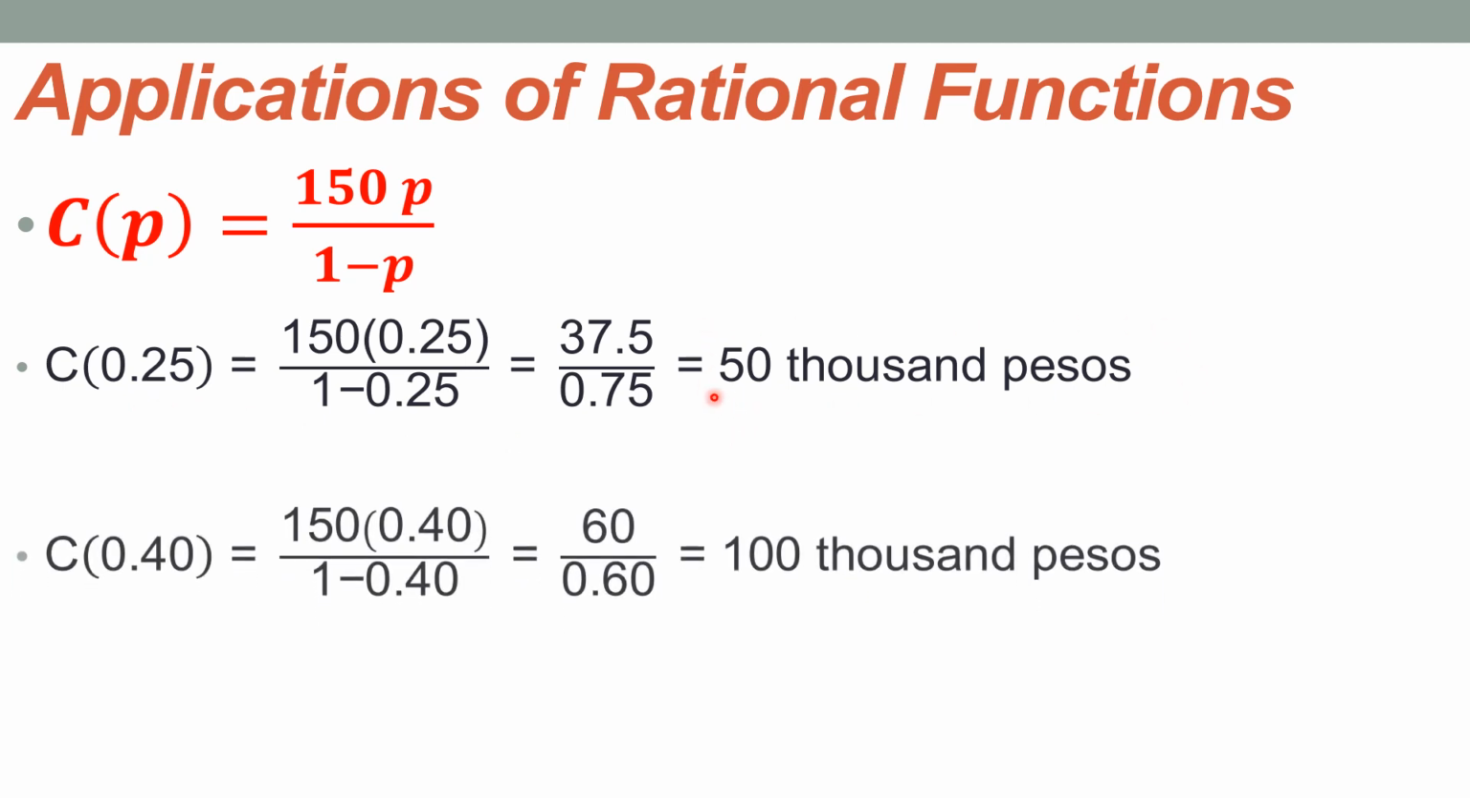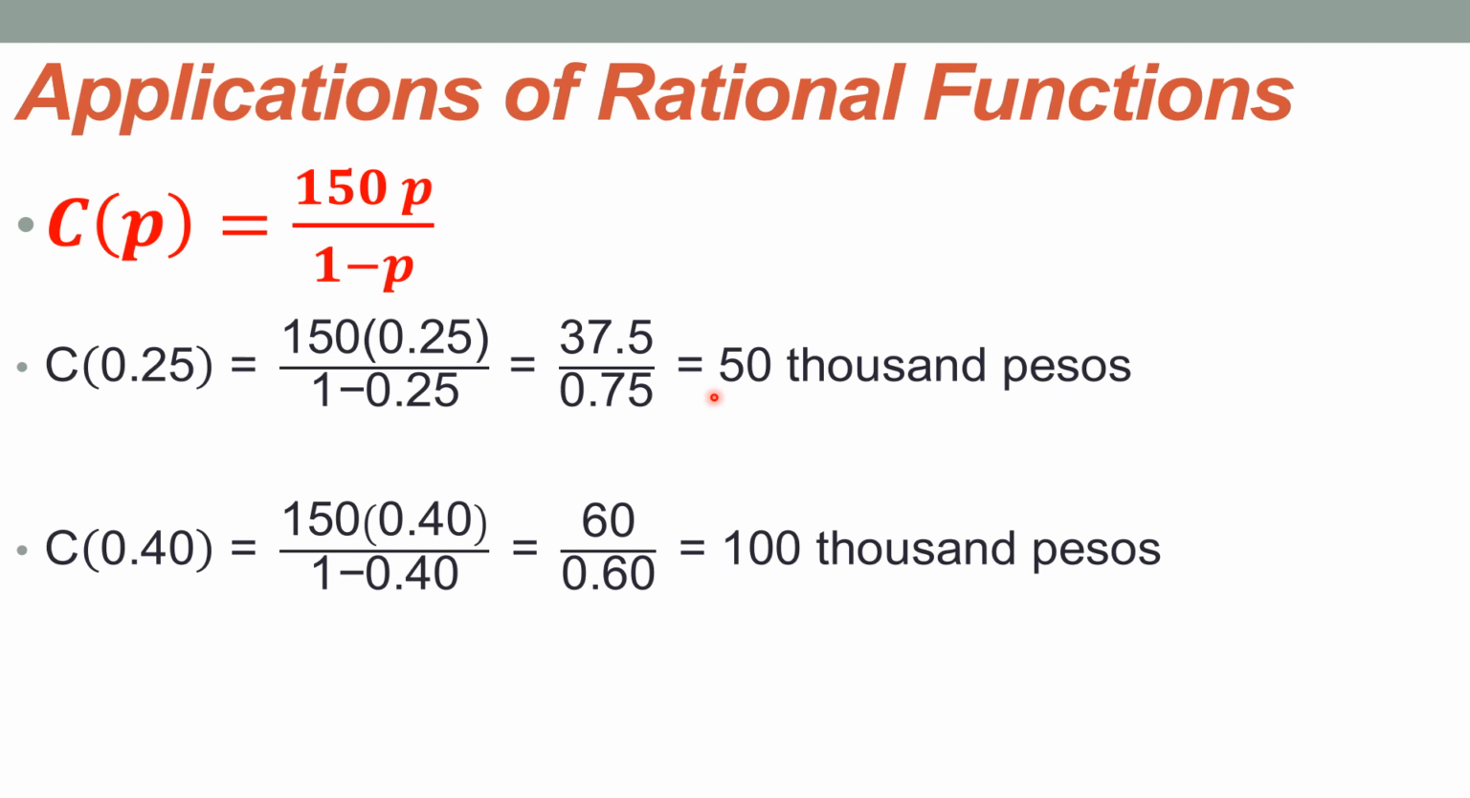Now, if the percentage of the population who will benefit from the project is 40%, we have C of 0.40 is equal to 150 times 0.40 over 1 minus 0.40, which is equal to 60 over 0.60. 60 divided by 0.60 is equal to 100. 100,000 pesos would be the total cost.